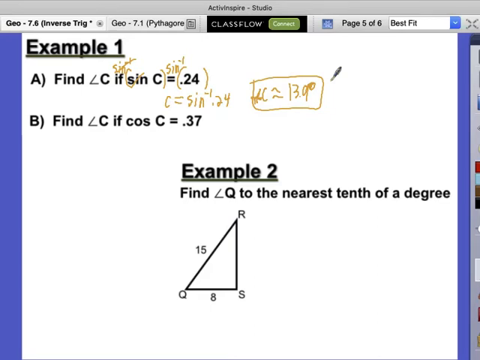Okay? I can also help you on your iPhone. Real quick tutorial on the iPhone. You would just type in 0.24, hit the second button as you turn it sideways, and hit the inverse sine button. Okay?